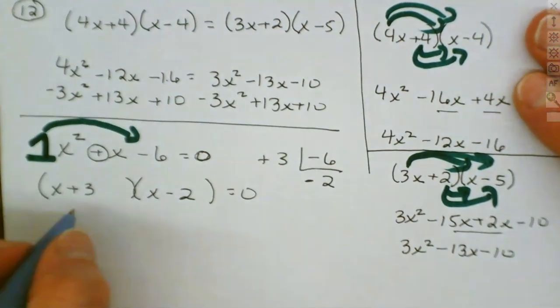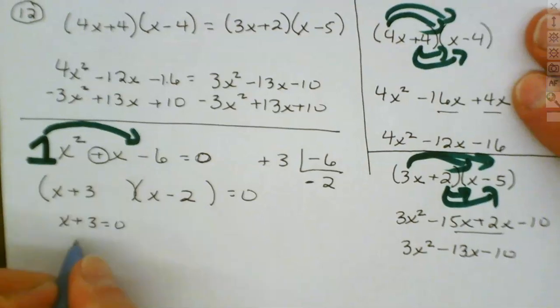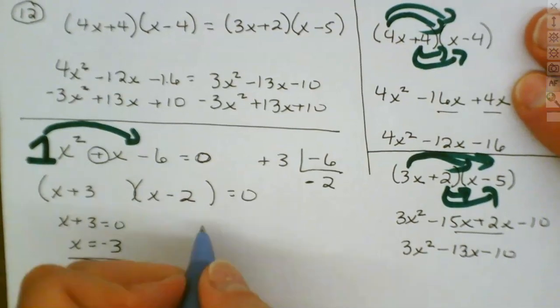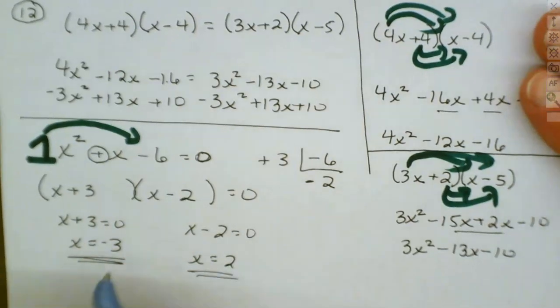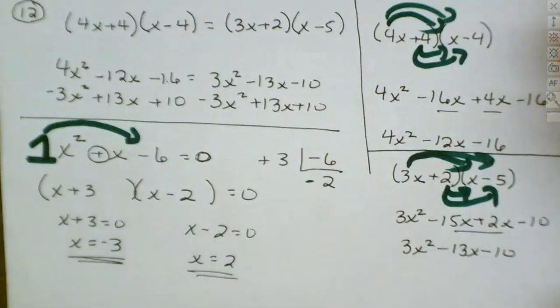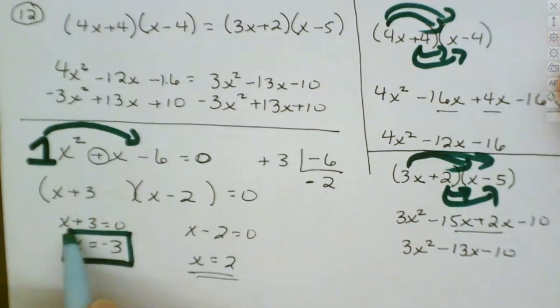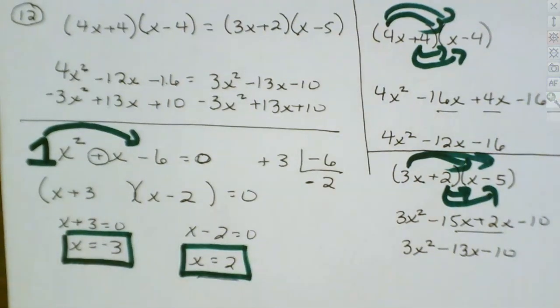And what does that give us then? That gives us x plus 3 equals 0. So x equals a minus 3. X minus 2 equals 0. So x equals 2. Okay, so those are our 2 solutions for that equation. And why do we only have 2? Because what is our highest power? Okay, our highest power is squared.